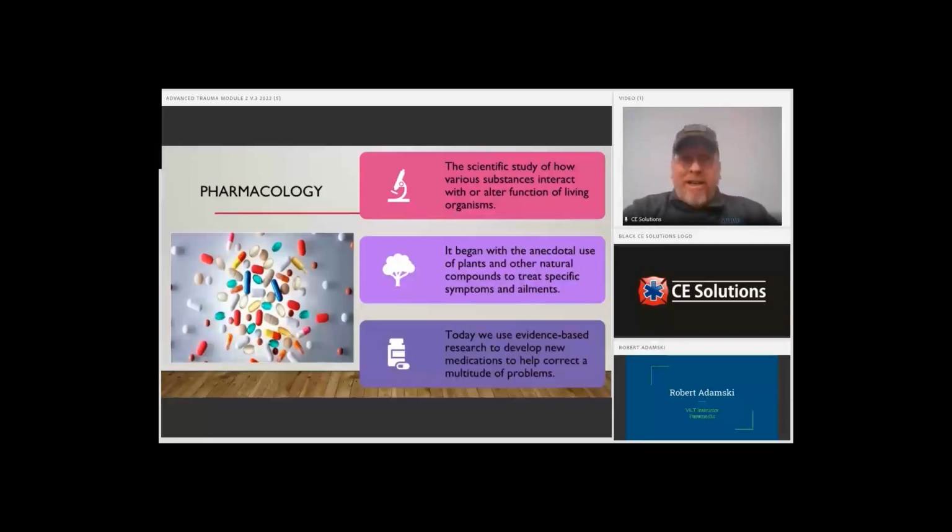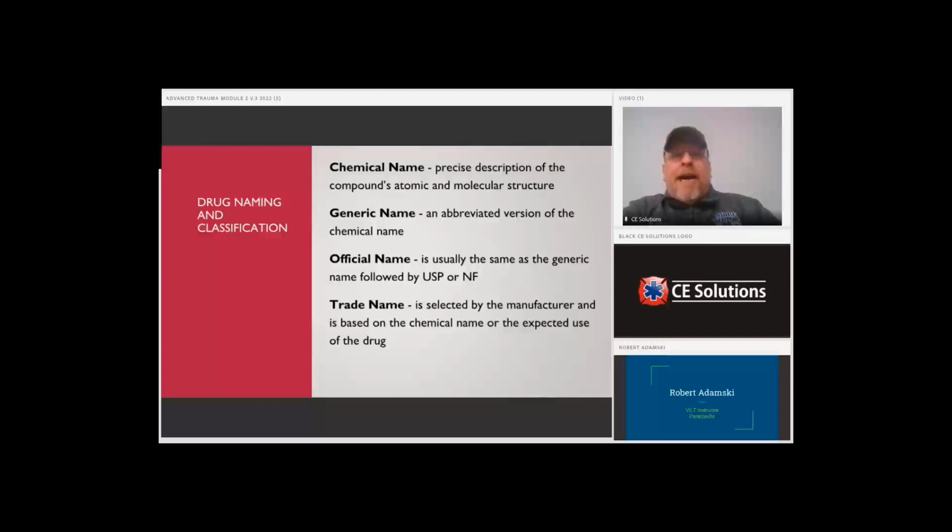What is pharmacology, people? This is a review, but by definition, pharmacology is the scientific study of how various chemical substances interact with or alter the function of living organisms, i.e. us, people. Now, there are four drug names, people, four drug names, and hint, hint, nudge, nudge, wink, wink, you may see stuff like this again in the exams or the quizzes.